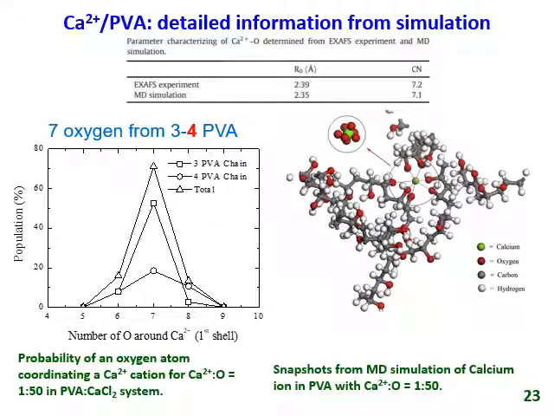So we analyze the statistics further. The coordination number of oxygen around the calcium ion in the first shell, within about 2.75 angstrom, varies from 6 to 8, mostly coming from 3 to 4 PVA chains. The case of 7 oxygen atoms from 3 PVA chains related to calcium is the most frequently observed. The representative model for the calcium ion solvated by the PVA matrix is given in the right figure. The calcium ion was wrapped by 7 oxygen atoms from 3 different PVA chains.